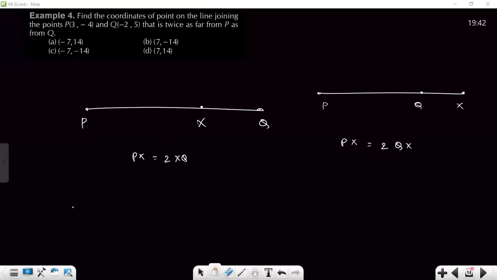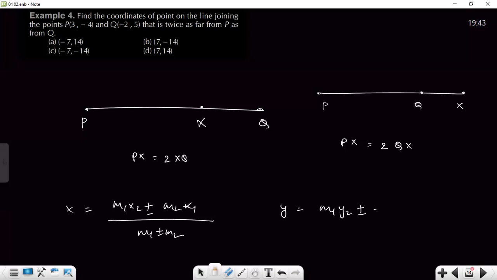So what's the difference? For x, we are going to consider m1 x2 plus and minus both. Why? Because we'll solve the question in one go, because we have to find out for internal and external division as well. And whichever formula matches the question's options, we'll take that option. m1 y2 plus and minus m2 y1 divided by m1 plus and minus m2, because we have to solve for both divisions.